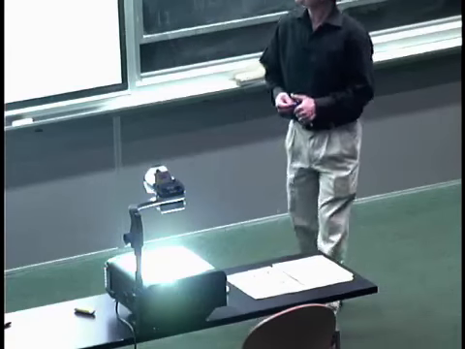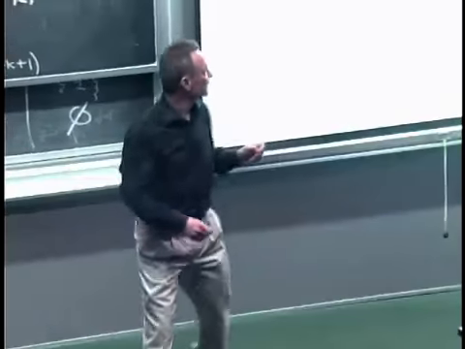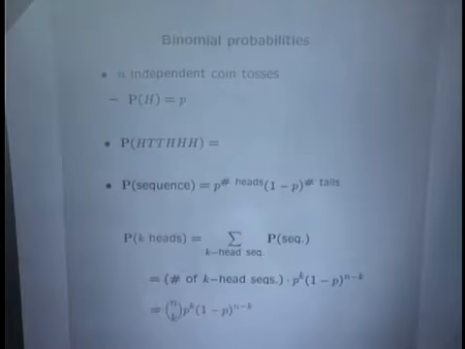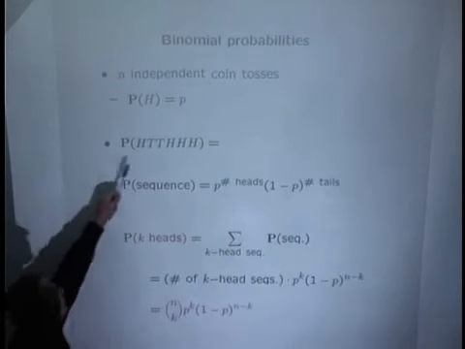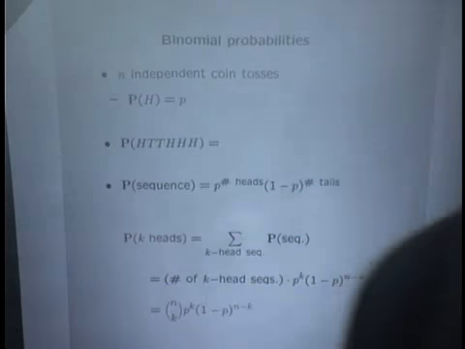So here's the setting. N independent coin tosses. And each coin toss has a probability p of resulting in heads. So this is our probabilistic experiment. Suppose we do 6 tosses. What's the probability that we get this particular sequence of outcomes?